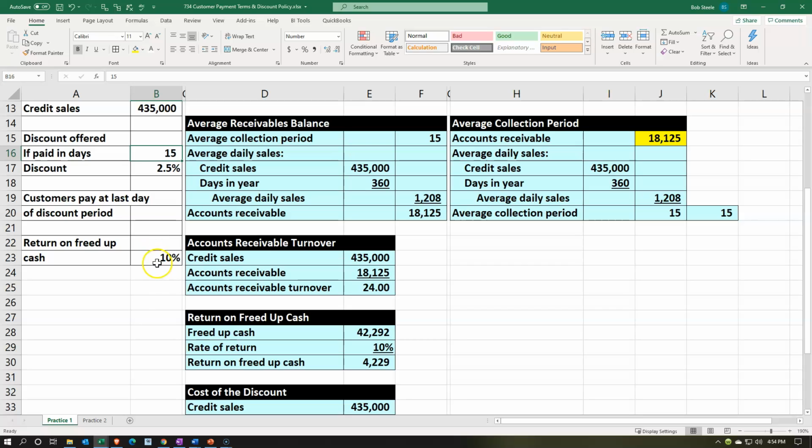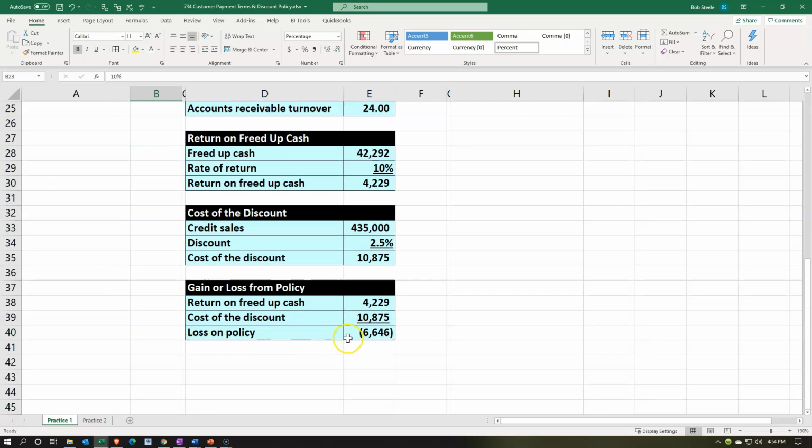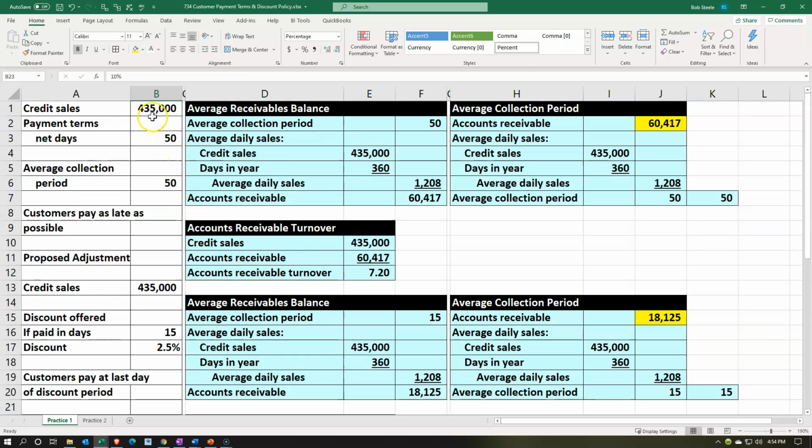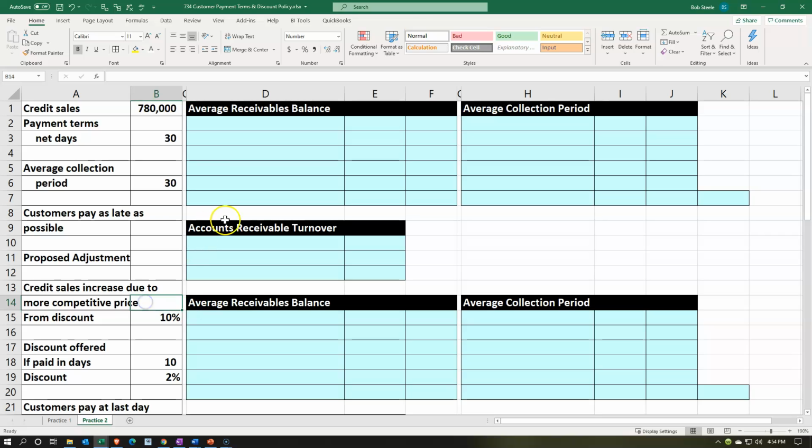We can also think about what the break-even rate would be down here for the return on the freed up cash that we would need to have in order for us to make it a worthwhile policy. And in the next problem, we'll take a look at us increasing basically our sales, because we would think that any discount, even a small discount to get paid sooner, will lower the price ultimately and lead to possibly an increase in sales. Let's consider that in the practice problems 2.